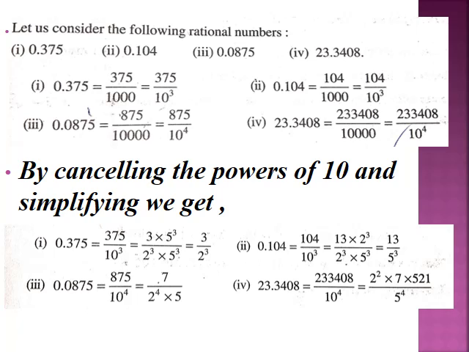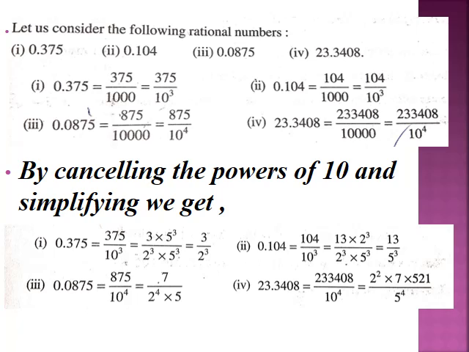So let's consider the following rational numbers. See here, 0.375, 0.104, these are all rational numbers. Now if you write them by removing the decimal point, you write 0.375 as 375 upon 1000. That 1000 is nothing but 10 raised to the power 3. 0.104 equals 104 upon 1000, which again equals 104 upon 10 raised to the power 3.